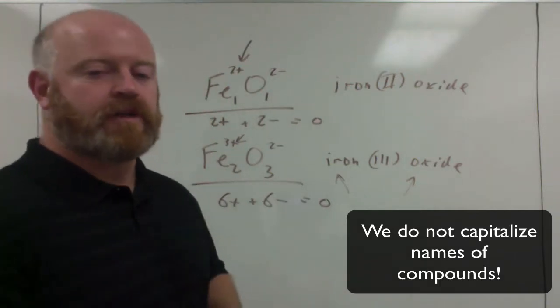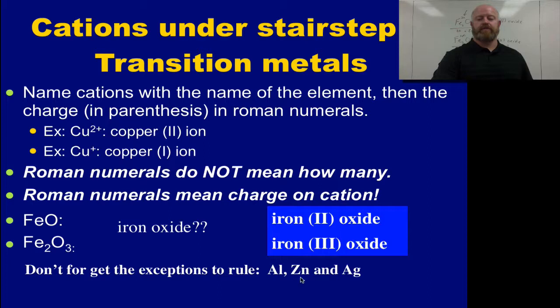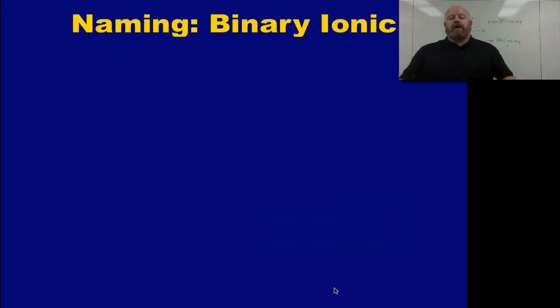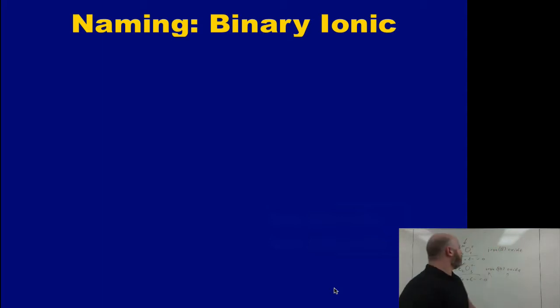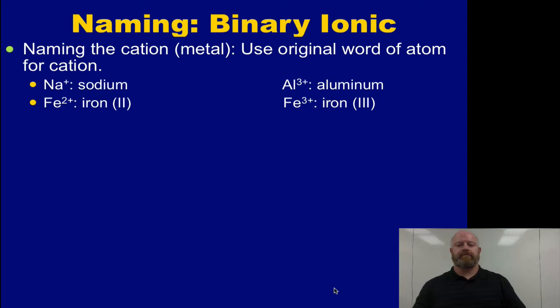Okay. Now, don't forget, for aluminum, zinc, and silver, aluminum is always a 3 plus, zinc is always a 2 plus, and silver is always a 1 plus. So we will not be using Roman numerals with those 3 metals. Okay. As we go through the process of naming these compounds, we call them binary ionic because we're only dealing with 2 different atoms at any one time. So, as we're working through it, let's go through the process. First thing, naming the cation or naming the metal. When we name the metal or we name the cation, you just use the original word of the atom for the cation. So Na plus is sodium.